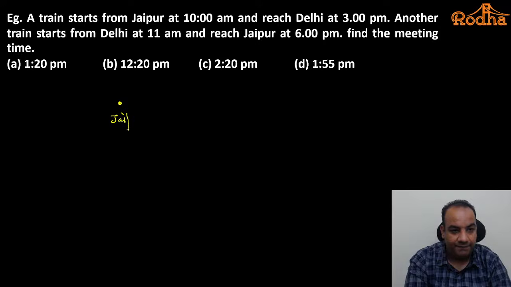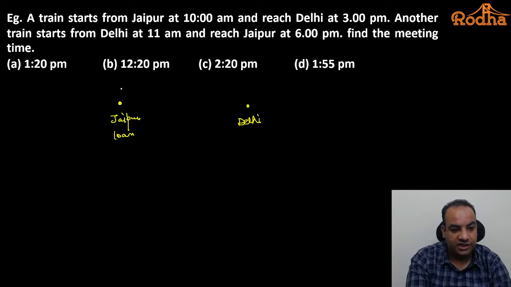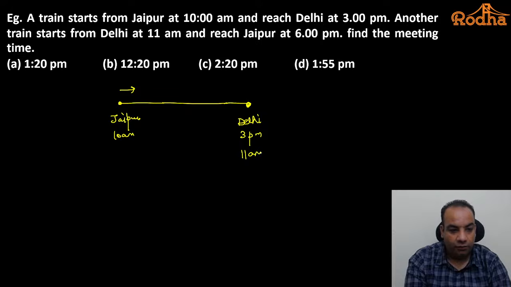एक ट्रेन जयपुर से चल रही है at 10 a.m. Another one starts from Delhi at 11 a.m. जो 10 o'clock पे चल रही है, मैं ऐसे लिख देता हूं, that would be better. देखो, जो 10 AM पर चल रही है ट्रेन, जो इस डायरेक्शन में जा रही है जयपुर से दिल्ली की तरफ, वो यहां पहुंच रही है 3 PM. और जो दिल्ली से चल रही है एट 11 AM, वो यहां पहुंच रही है 6 PM. क्वेश्चन इज फाइंड देयर मीटिंग टाइम.